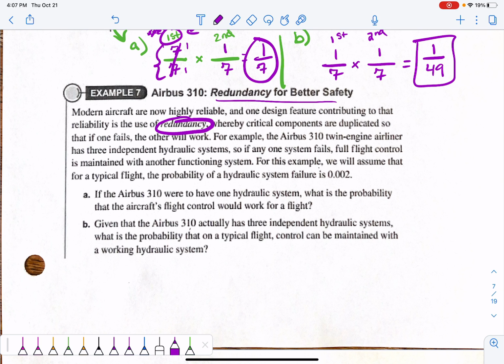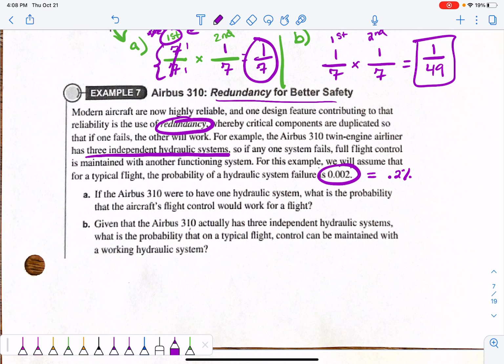So, for example, the Airbus 310 twin-engine airliner has 3 hydraulic systems. I'm going to underline that. So that if any one of them fails, full flight control is maintained with another functioning system. And they put 3 of them on there in case the first and the second would fail, okay? So for this example, we'll assume that the probability of it failing is 0.002. That is still less than 1%. If we convert that to a percentage, that's 0.2%, okay?